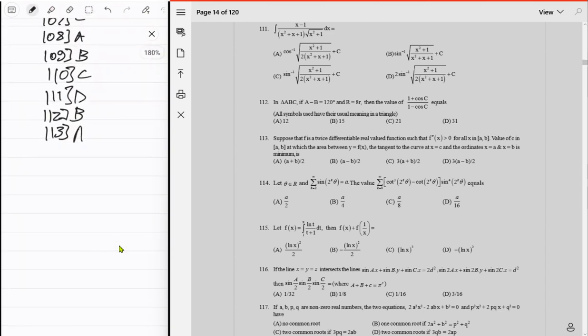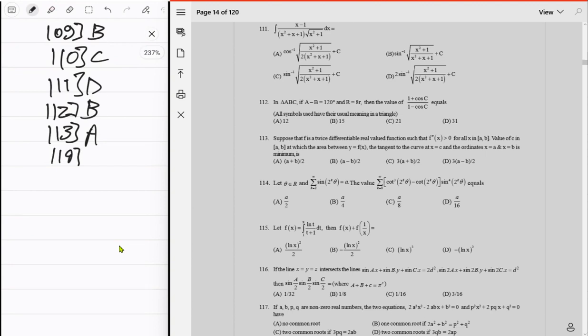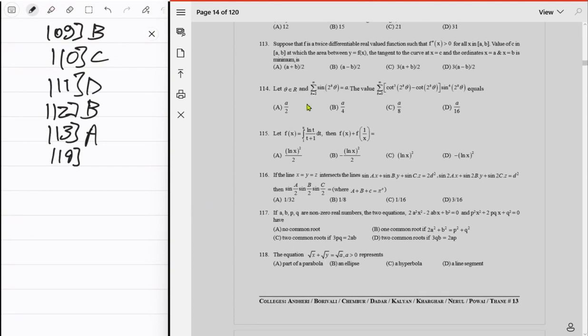This is a, sorry, 114. Let theta belong to real and this sum, okay, equal to a, the value of this, okay, was what? Cot cube of 2 power k theta minus cot of 2 power k theta. Then you want like sine power 4 2 power k theta. What? And what we have been doing is like sine 2 power k theta, just uska sum, right?